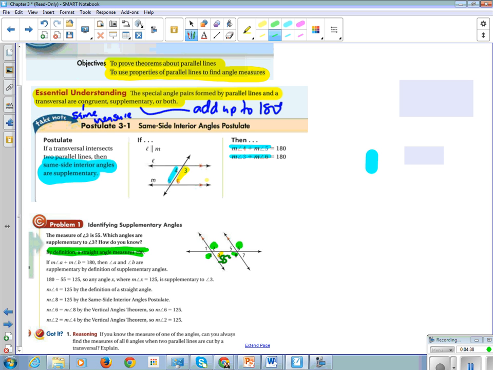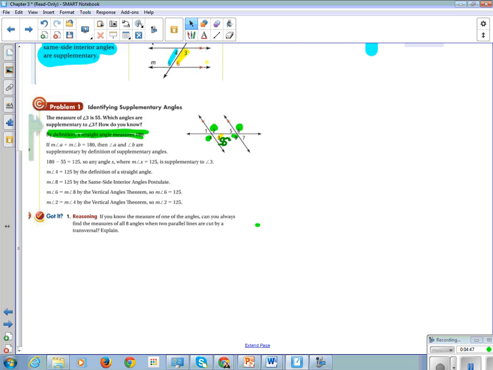And that's it. Okay, so now let's do this problem together. I'm going to extend this page so I can get some room to work. Okay. If you know the measure of one of the angles, can you always find the measure of all 8 angles when two parallel lines are cut by a transversal? Explain. So if I know that this angle 3 is 55 degrees, can I find the measure of all the other angles?